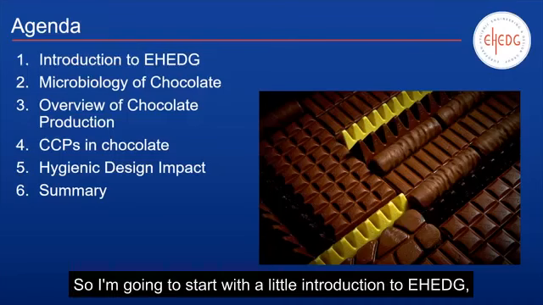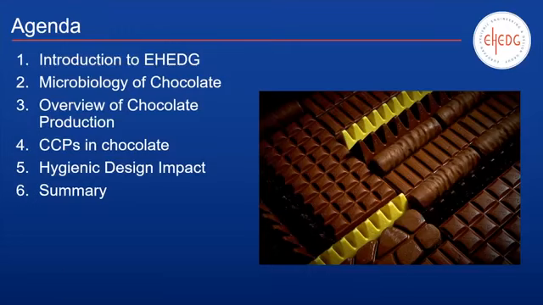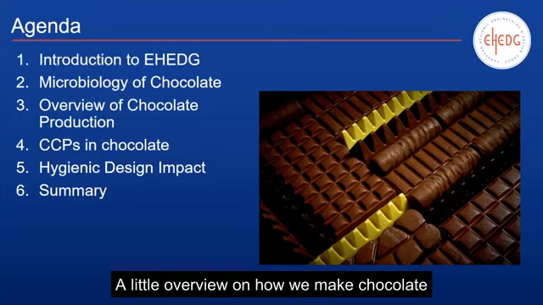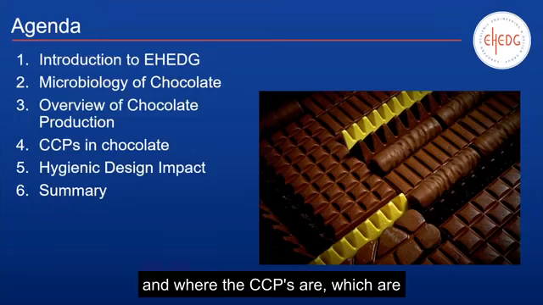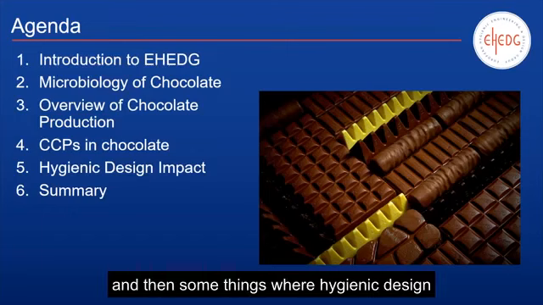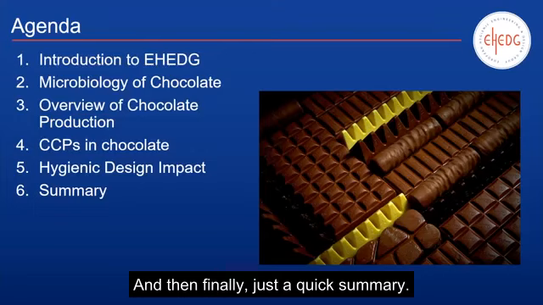So I'm going to start with a little introduction to EHEDG, because not everyone on the call is an EHEDG member. Then I'm going to talk a little about the microbiology of chocolate, a little overview on how we make chocolate and where the CCPs are, which are the critical control points in HACCP. And then some things where hygienic design can negatively affect the quality and safety of chocolate. And then finally, just a quick summary.